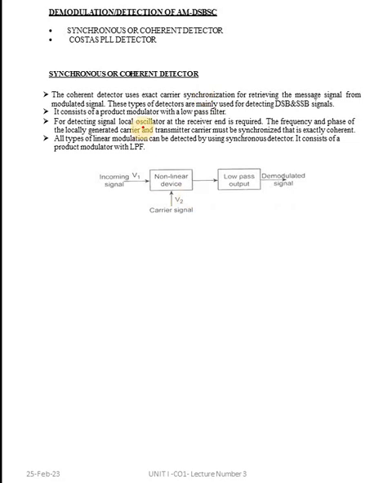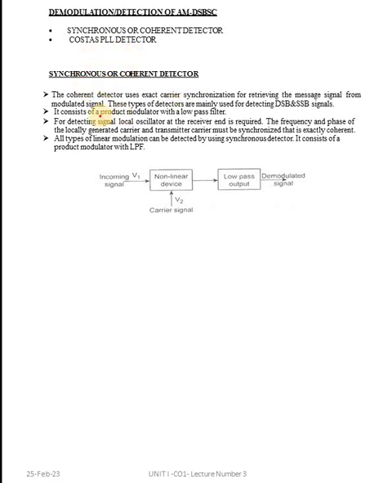Hello students, so this is the continuation of lecture 3, unit 1. Today we are going to discuss demodulation or detection of DSBSC AM. Demodulation or detection can take place by two different methods. One is the synchronous or coherent detector, the second one is the Costas PLL detector.